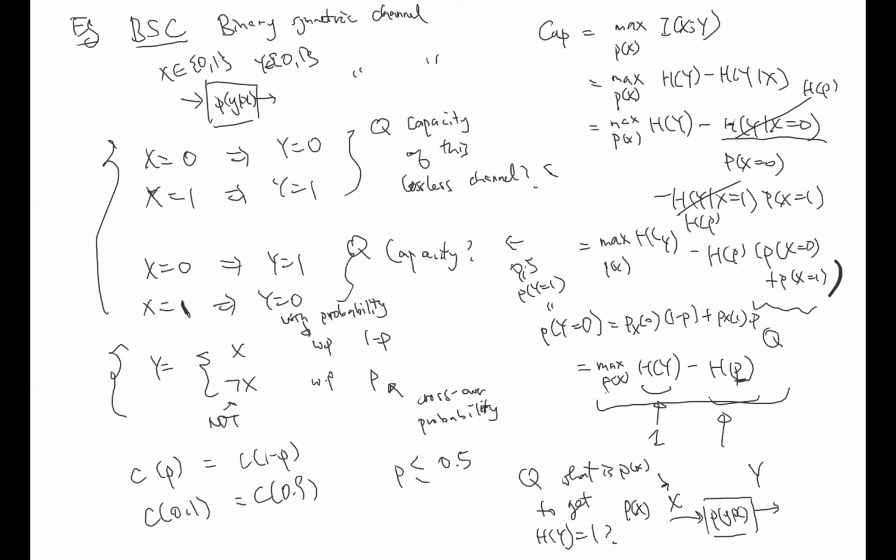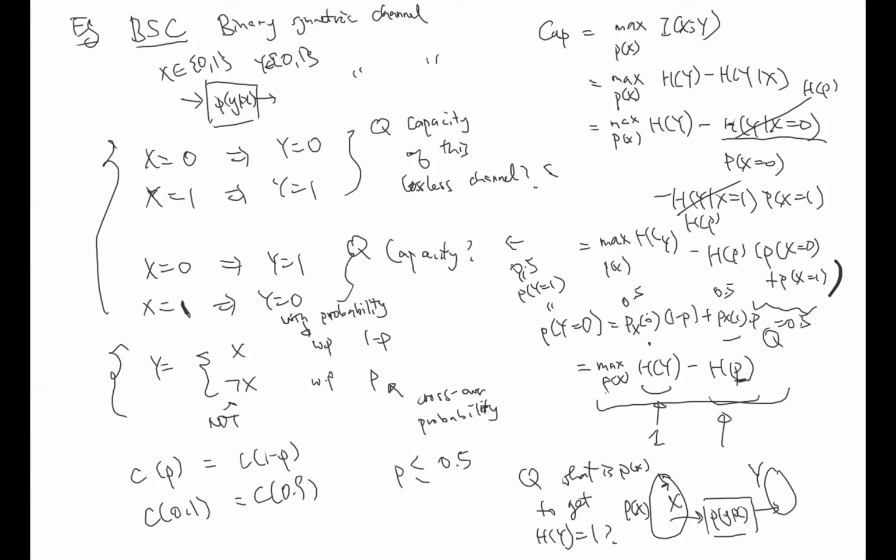How I can get this equal to 0.5: these two are 0.5, so this is 0.5, and this 1 minus p(x=0) is also 0.5. Then 0.5 times (1 minus p) plus 0.5 times p will be just equal to 0.5. So if your input is uniform, then your output will be uniform as well. Therefore your H(y) will be just equal to 1, and then you'll be getting the maximum I(x;y).